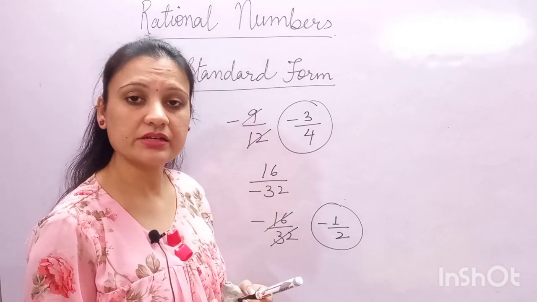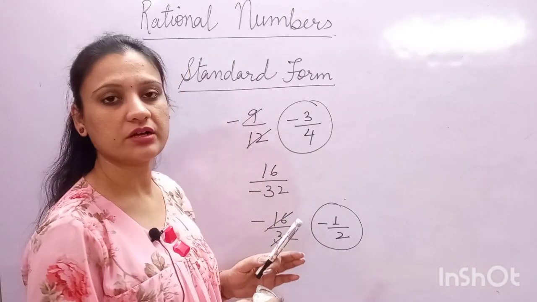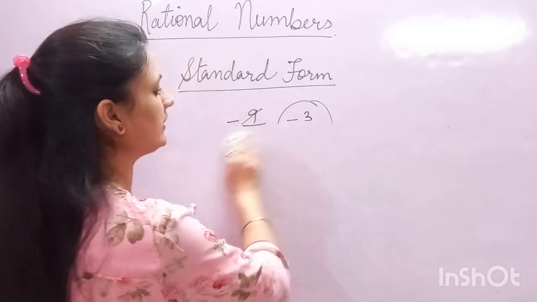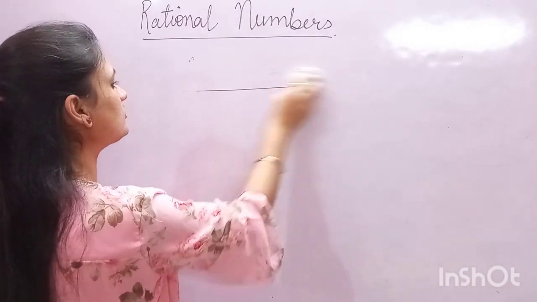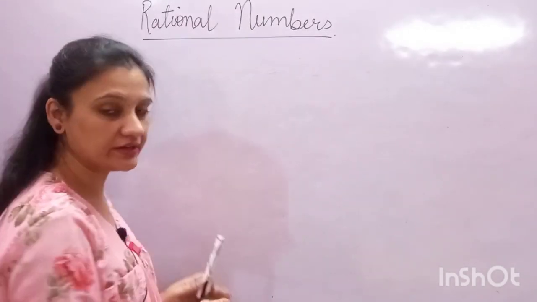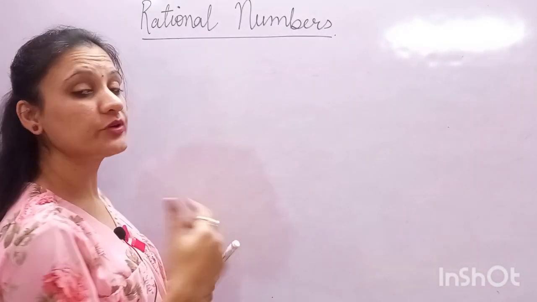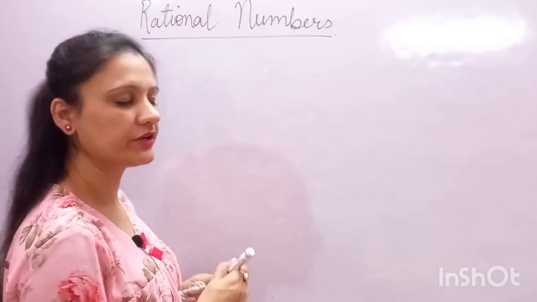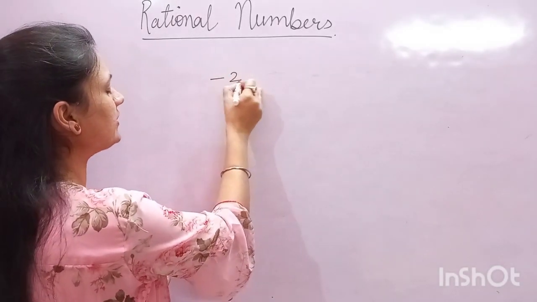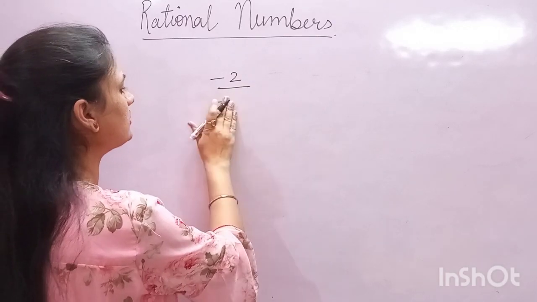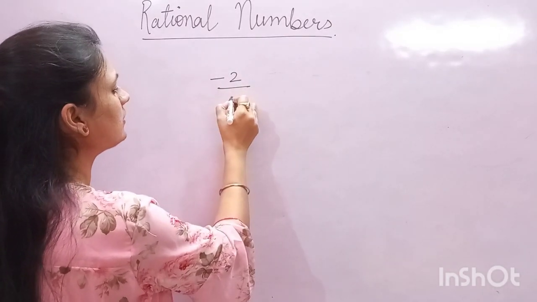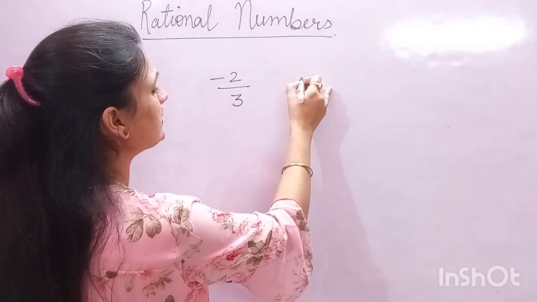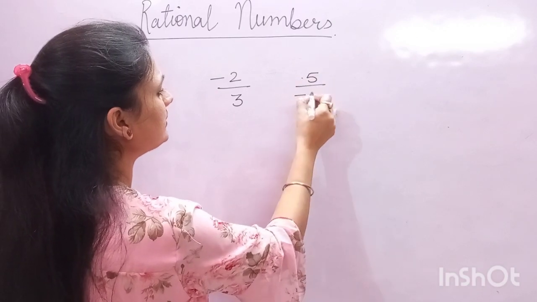Either you are comparing rational numbers or converting to the standard form, the denominator should not be negative, right? I hope you understood this. That is called the standard form. For example, as I told you, I'll explain how to check whether rational numbers are equivalent or not. Suppose I write minus 2 by 3. Is it equivalent to 5 by minus 4?